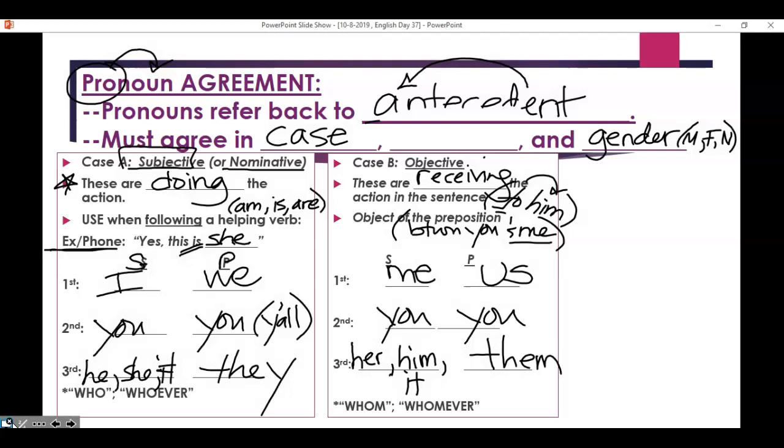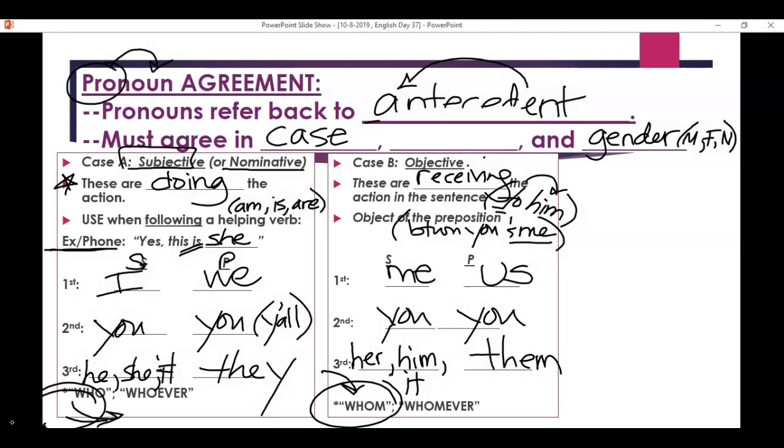This is also where you get these fun little who and whom things. The who is going to be subject pronoun, and the whom is if it's happening to it. So who is doing the action, whom is receiving the action, to whom.